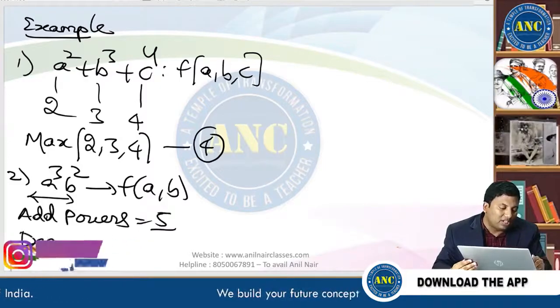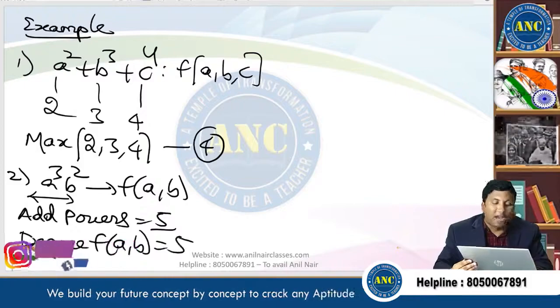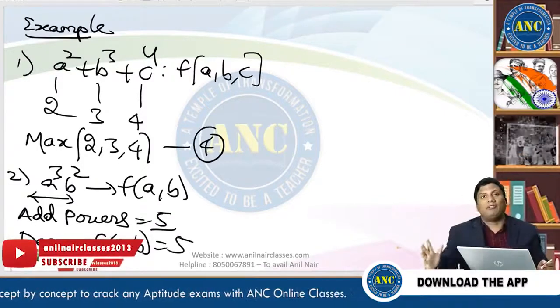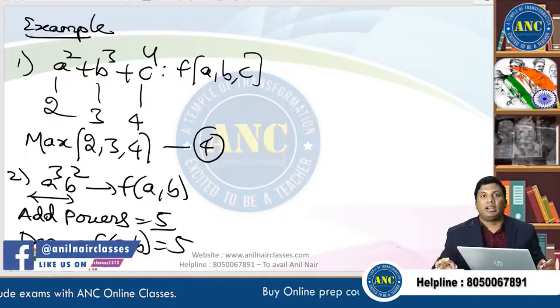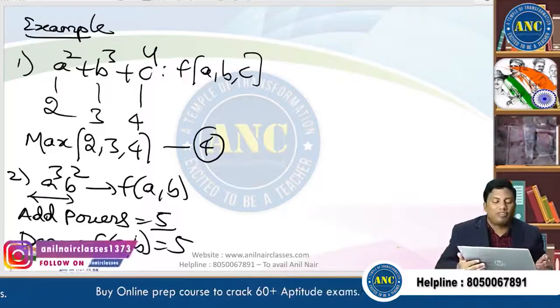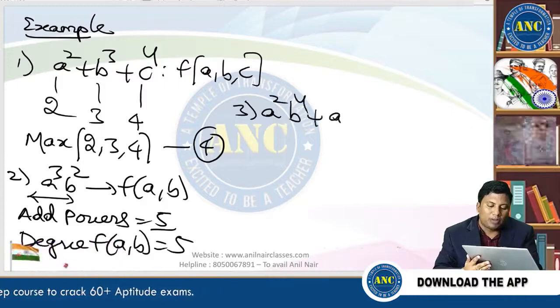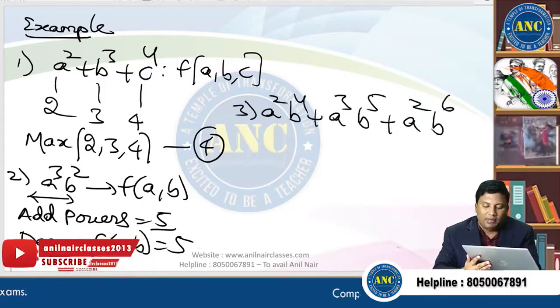So the degree of this function of a comma b is nothing but 5. I hope it is clear. If only one variable is there, that power will become the degree. If more than one variable is there in a particular term, add the powers, and that will become the degree of that particular term. For example, a square b power 4 plus a cube b power 5 plus a square b power 6.